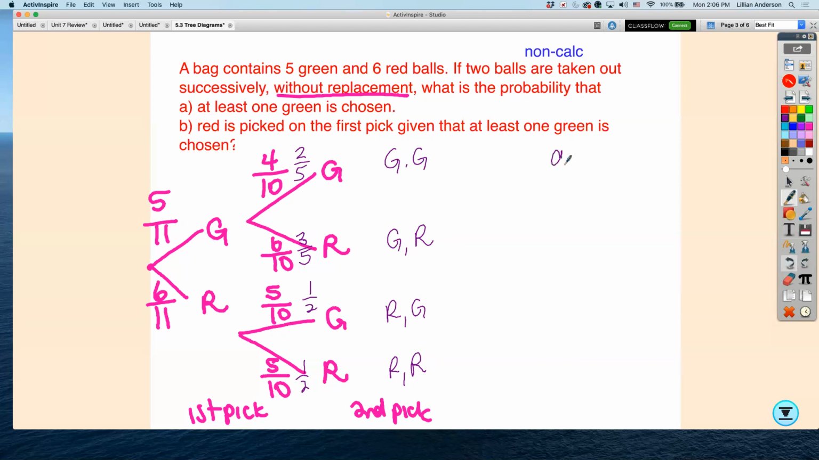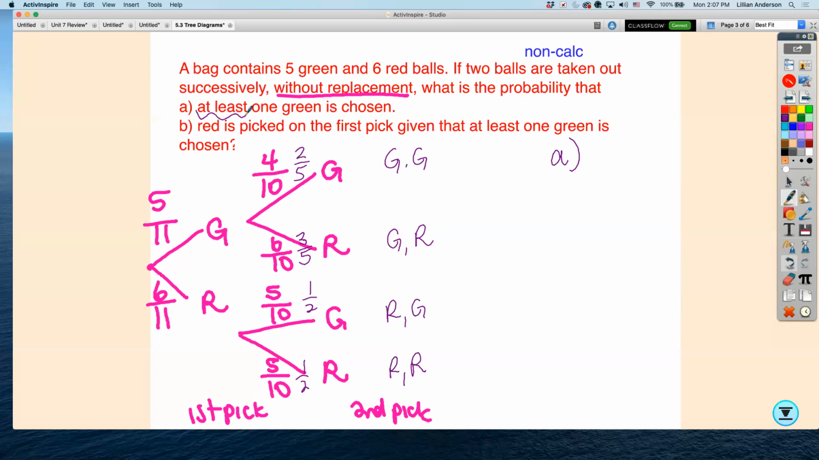So I want the probability that at least one green is chosen. How could that happen? Everything but the last one. So I can take green, green, green, red, red, green, add them up together.